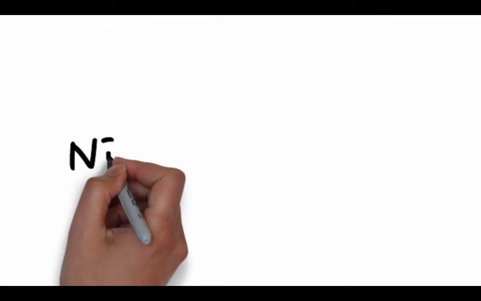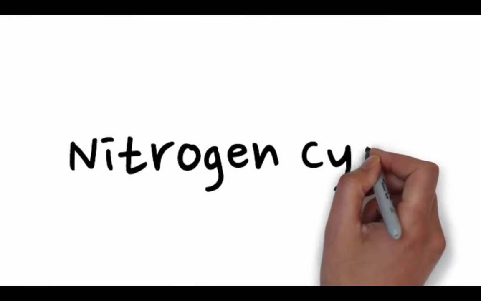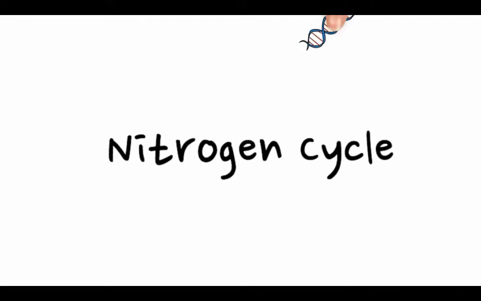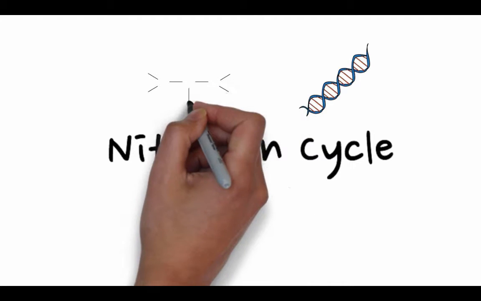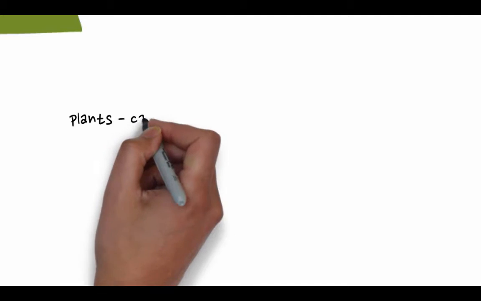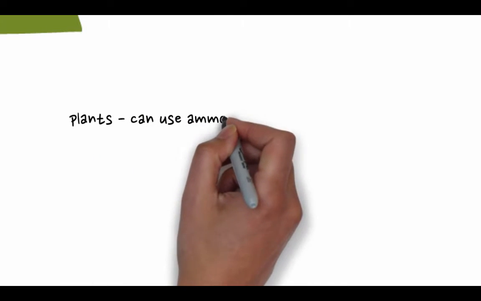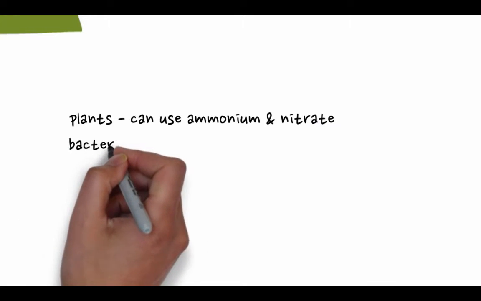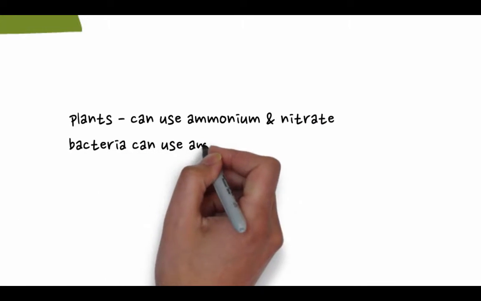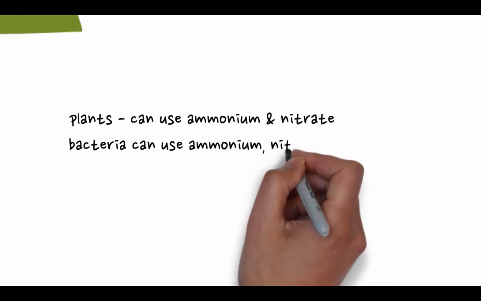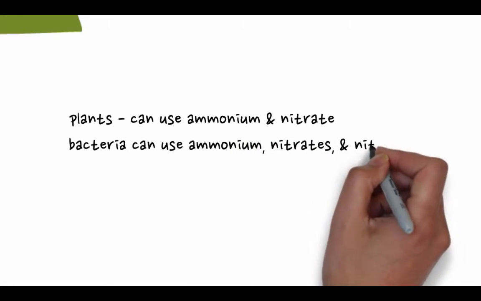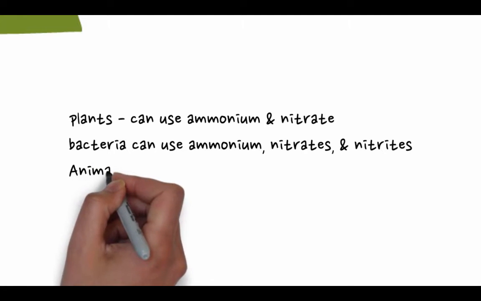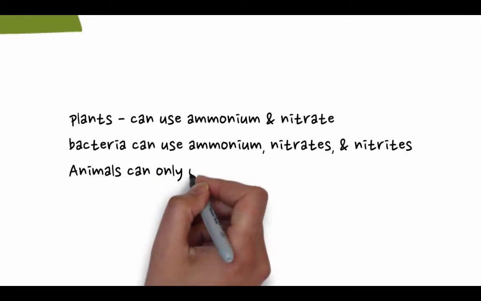Next, let's take a look at the nitrogen cycle. Nitrogen is a part of nucleic acids like DNA and RNA, and it is found in amino acids and proteins. Did you know that plants can only use nitrogen in organic forms like amino acids, and two inorganic forms, ammonium and nitrate? Bacteria can use ammonium, nitrate, and nitrites. But animals can only use organic forms of nitrogen. So the role of bacteria in the nitrogen cycle is extremely important.